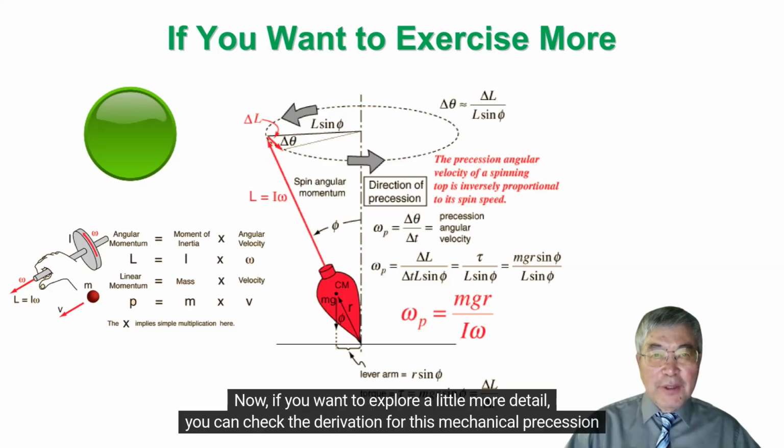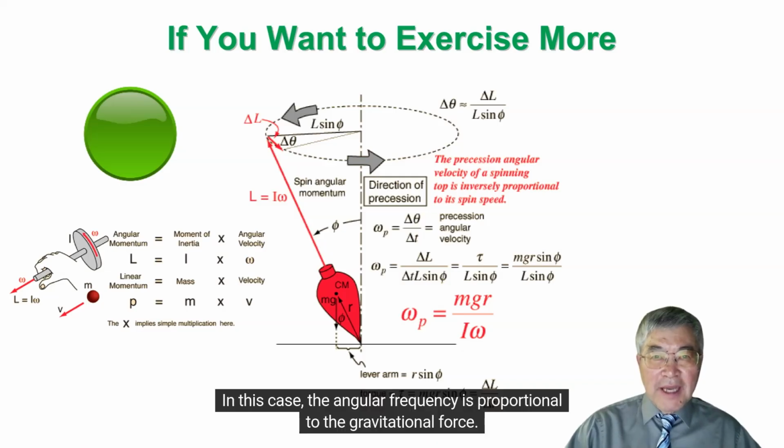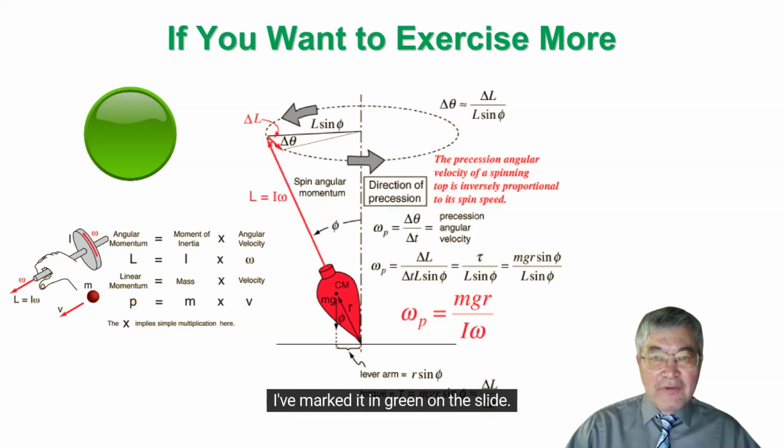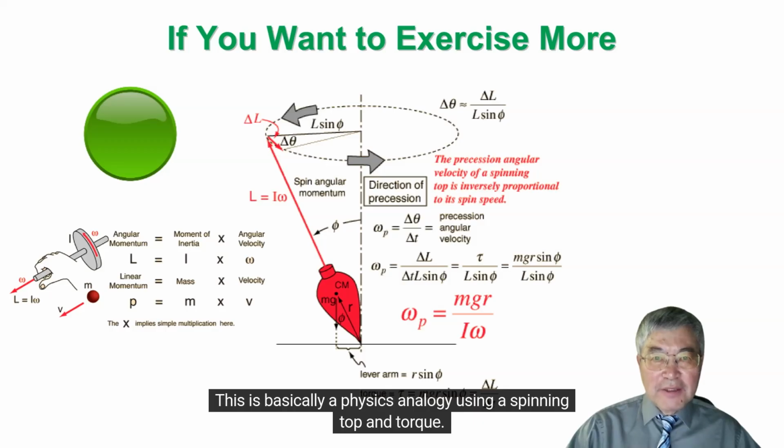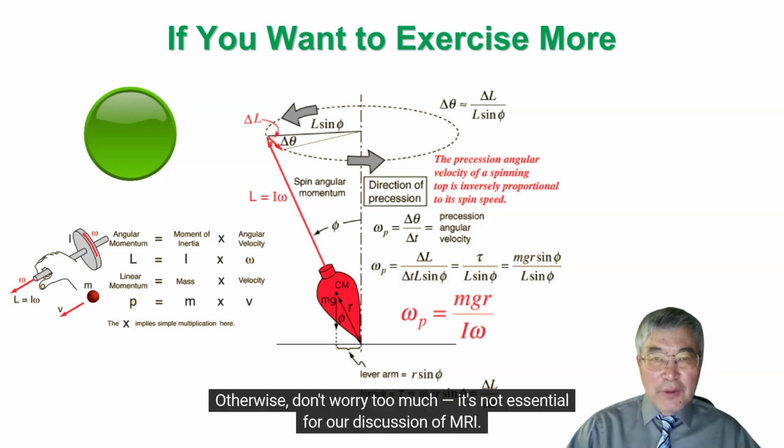Now, if you want to explore a little more detail, you can check the derivation for this mechanical precession of motion. In this case, the angular frequency is proportional to the gravitational force. I've marked it in green on the slide. This is basically a physics analogy using a spinning top and torque. If you're interested, you can read it. Otherwise, don't worry too much. It's not essential for our discussion of MRI.